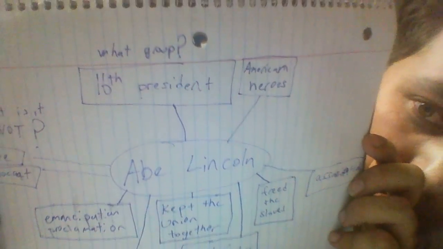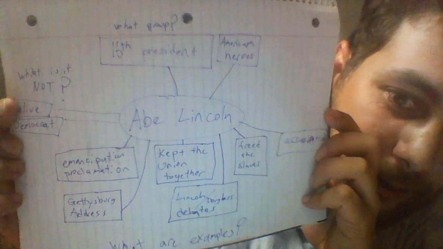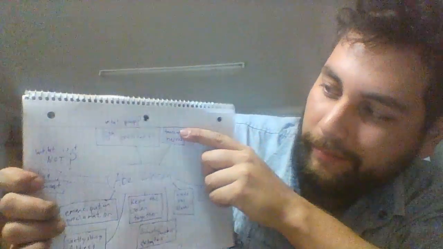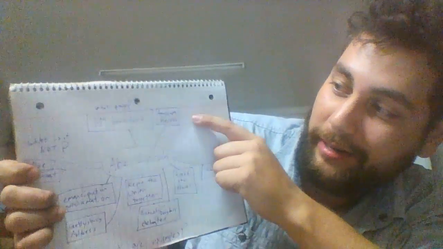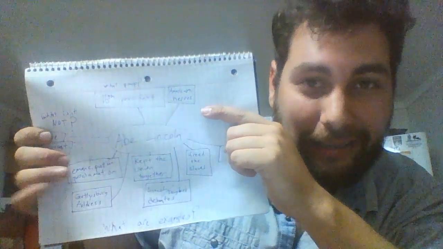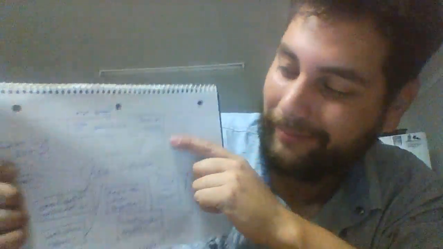example of that. I used Abraham Lincoln in mine, and up here it asks what group is it? Well, Abe Lincoln was the 16th president. He's one of the presidents. He's among the most elite American heroes, in my opinion.